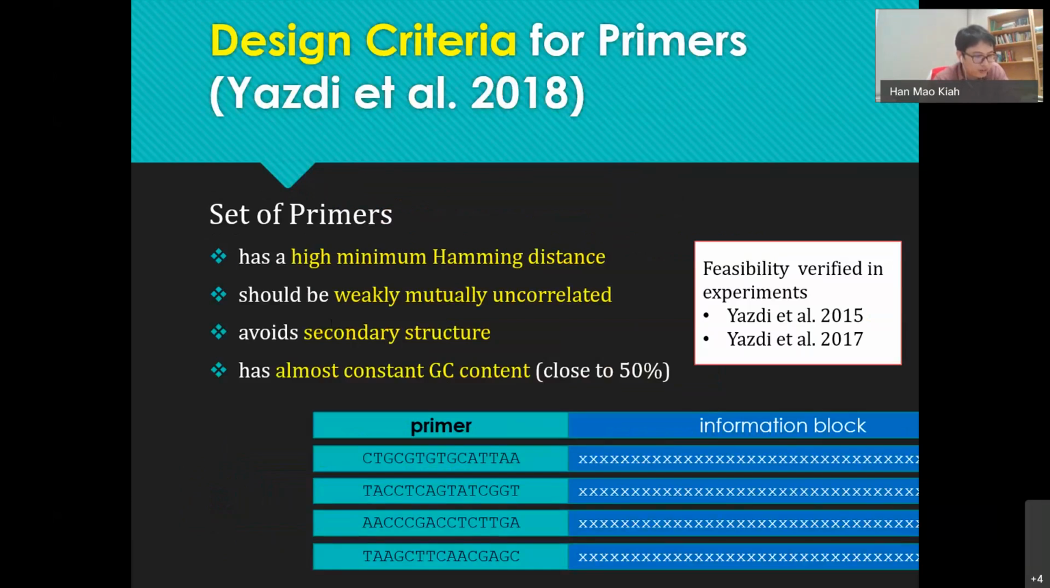Before I provide the formal definitions, I'd like to highlight that the group at Urbana-Champaign, specifically Hossein and Ogitsa, actually created DNA strands based on this strategy and performed the necessary experiments to verify the feasibility of this method. Again, what we are designing are the primer sequences, which are the prefixes of our DNA strands.